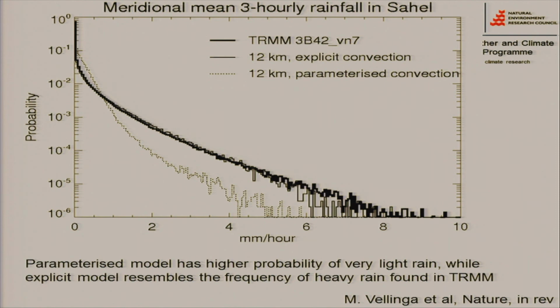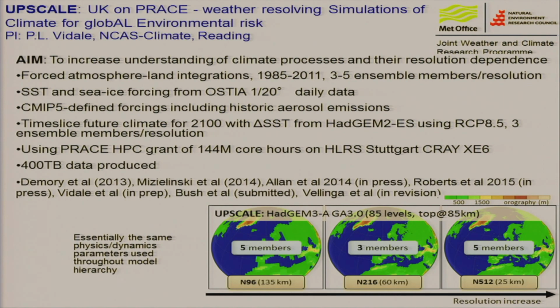So it's not perfect, and in this case, with a short run with explicit convection, it does a remarkably good job of the extreme rainfall, but we can't run that for long enough because it's too expensive. But I think that's indicative of some of the processes that we're interested in looking at and understanding why the resolution does actually give you a better simulation.